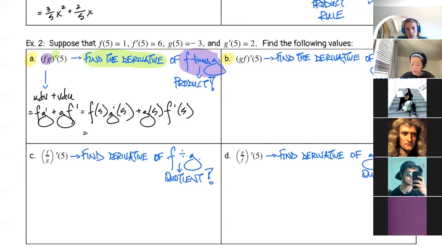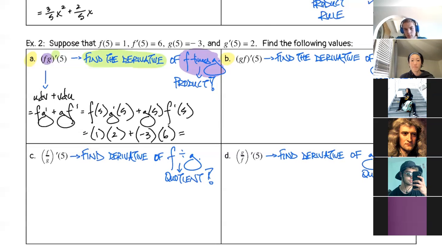Your last step here, plug in the numbers they give you. What are we going to put for f of 5? 1, beautiful. What are we going to put in for g prime of 5? 2, love it. Plus g of 5. Let's see, look all the way back at the top. Yeah, -3. And f prime of 5 is 6. That's an ugly 6. Let's fix that.